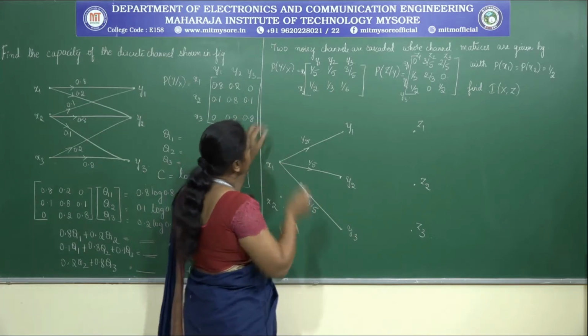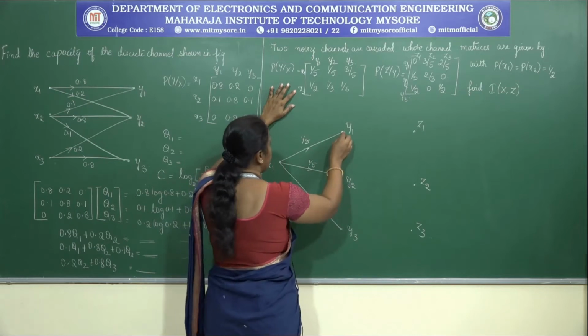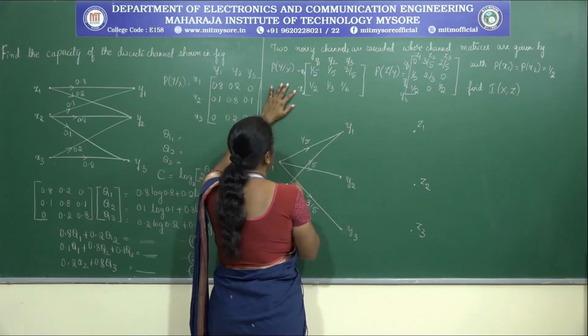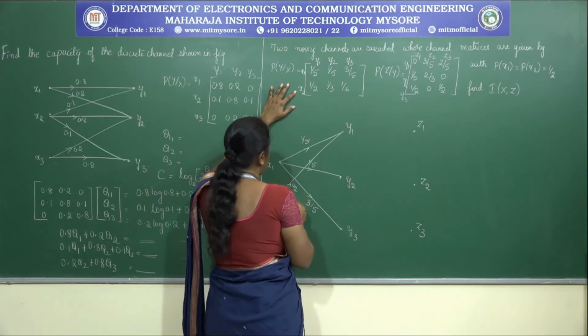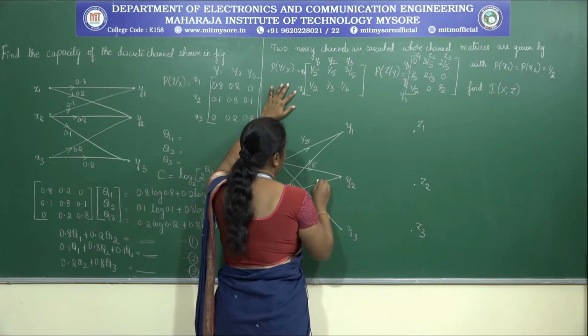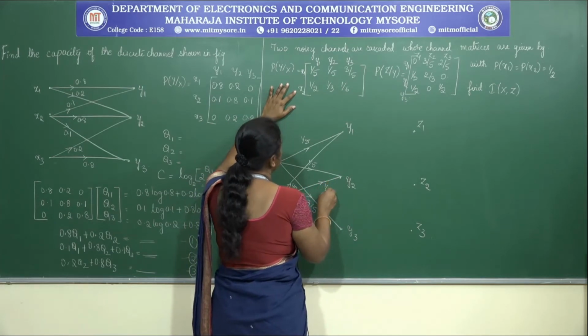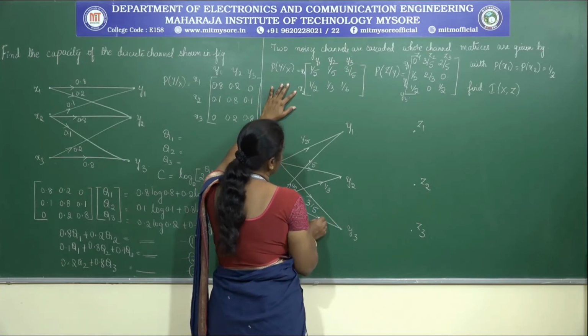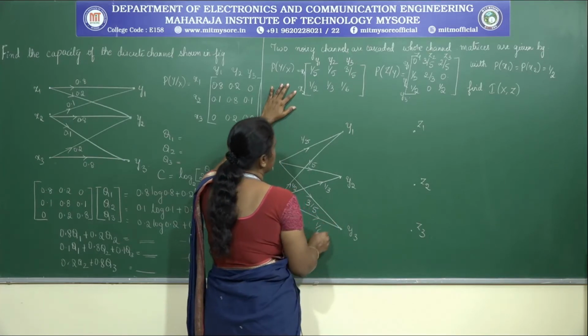Next we have y1 by x2. So this is your y1 by x2. So y1 by x2 is 1 by 2. Then we have y2 x2, it is 1 by 3. Then we have y3 x2, so it is 1 by 6.